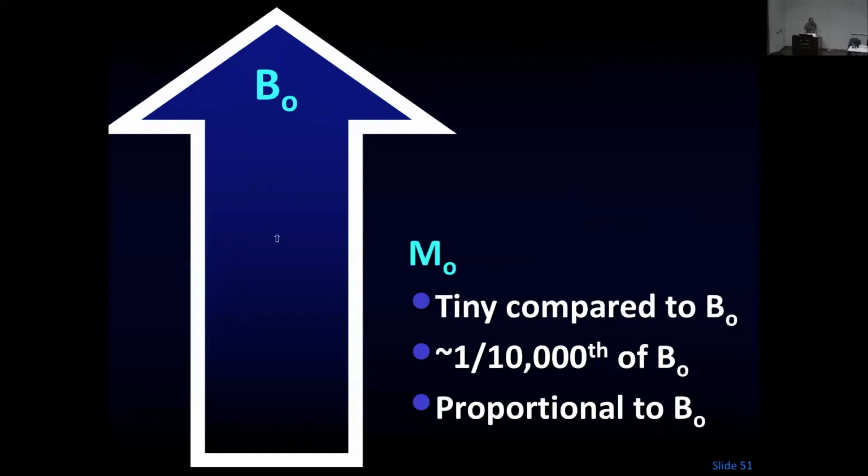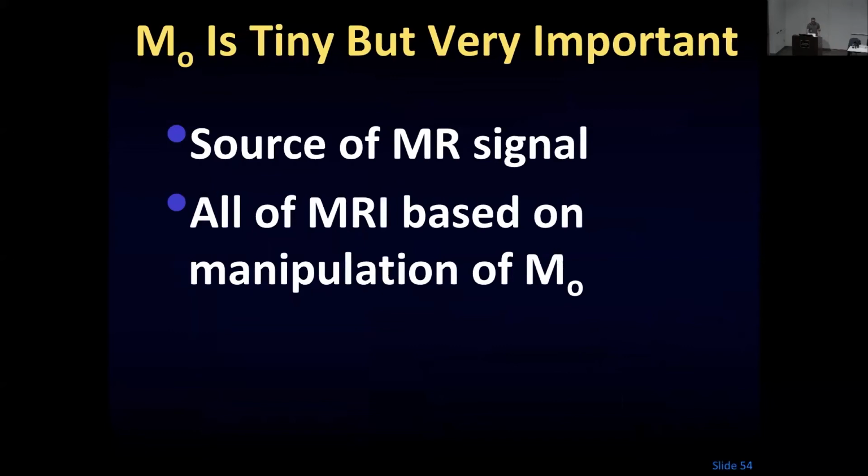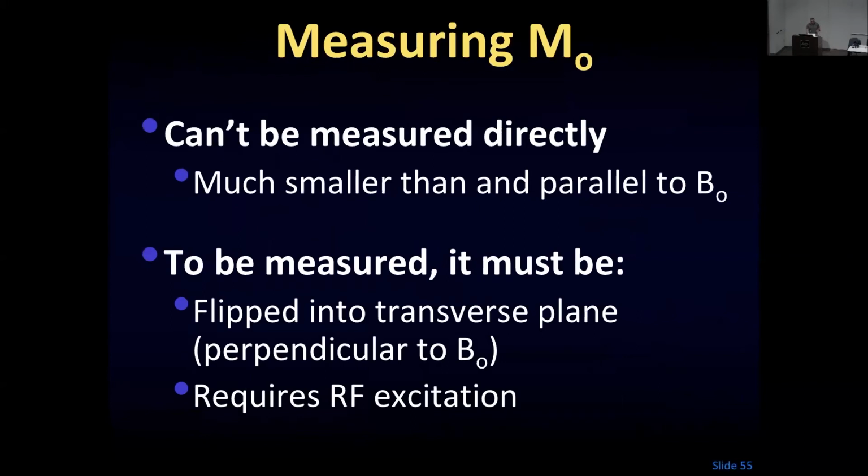Now the next question is, how are you going to see that? You want to see that little tiny M naught, which is surrounded, dwarfed by this huge B0. How are you going to see little M naught? Well, the way you're going to see it is you've got to manipulate it. You've got to manipulate it by getting it out of the same direction as B0. So M naught can't be measured directly because it's too small. So to be measured, it must be flipped into the transverse plane.